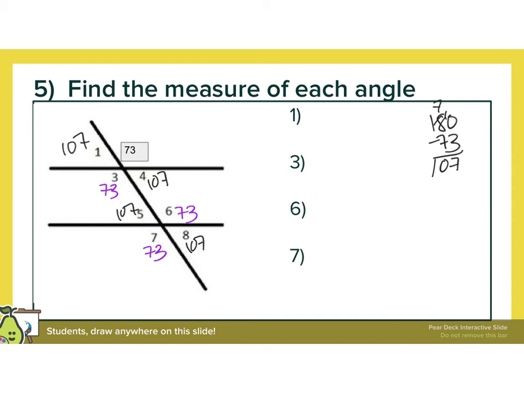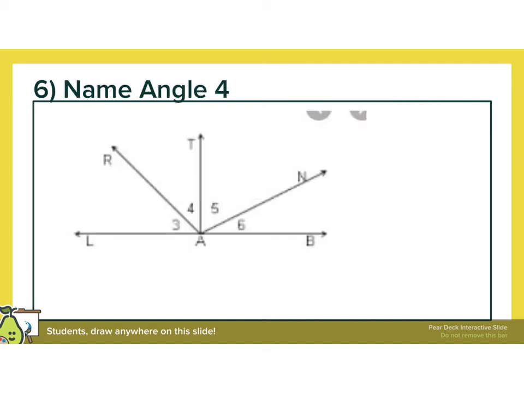They asked for angle 1, it's 107 degrees. Angle 3 is 73 degrees. Angle 6 is 73 degrees. Angle 7 is 73 degrees. One more in this set.